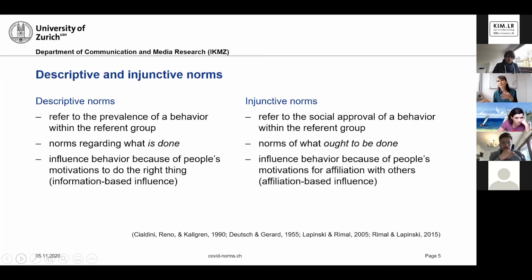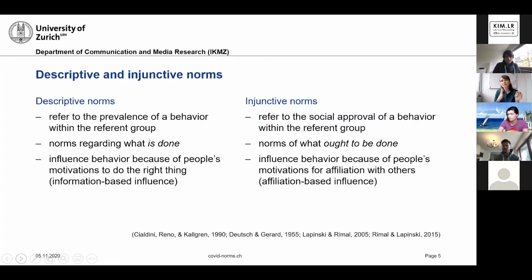On the other hand, we have injunctive norms, and they refer to the social approval of a behavior within the reference group. They indicate what ought to be done, and they are said to be influential because of people's motivation for affiliation with others.